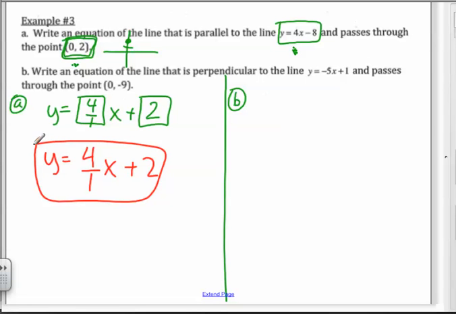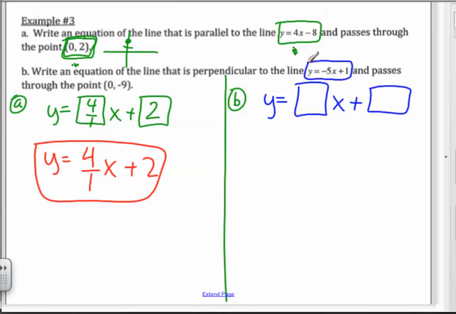Now, let's look at this next one. You guys are going to have to remember what perpendicular means and how we find that. It says write an equation of the line. Okay, that means y is equal to box x plus box, right? That's perpendicular to this line. They don't have the same slopes. They're not parallel. They're perpendicular. Okay? And passes through this point.